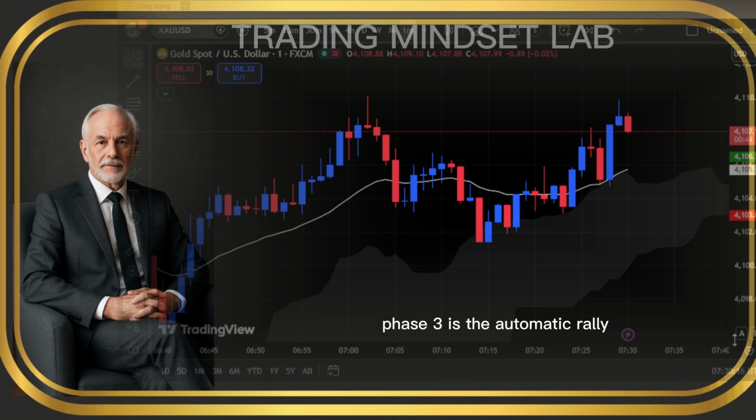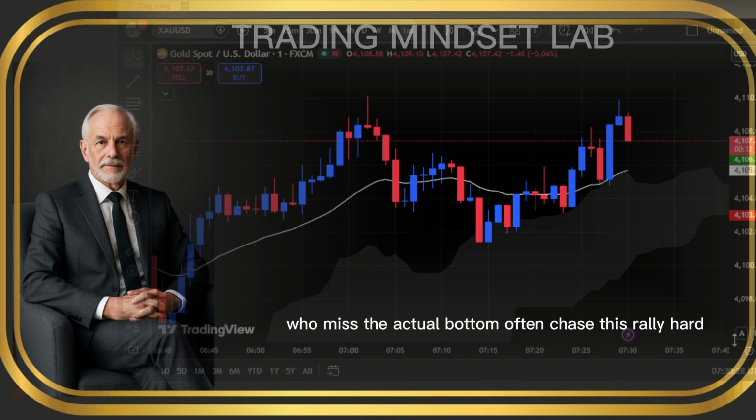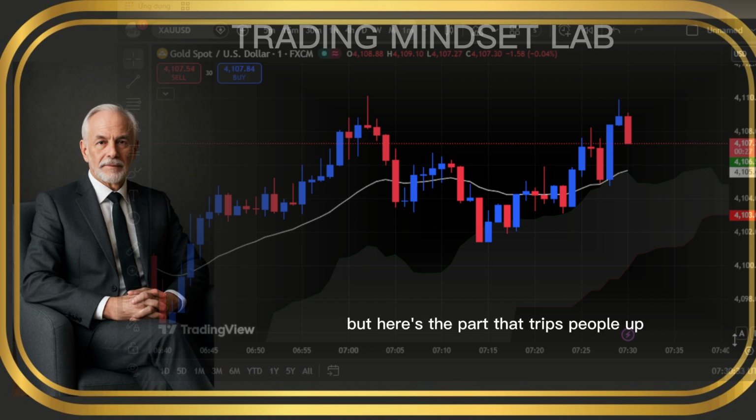Phase 3 is the automatic rally. After the climax, price snaps back up sharply, and it feels like relief, like the danger has finally passed. Traders who miss the actual bottom often chase this rally hard, buying back in with renewed confidence. But here's the part that trips people up.